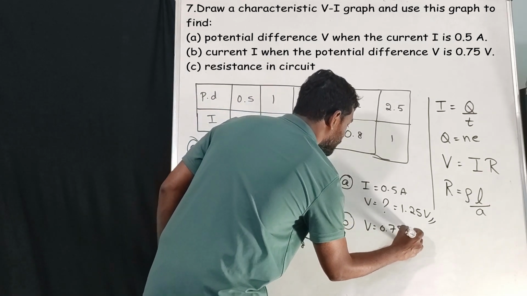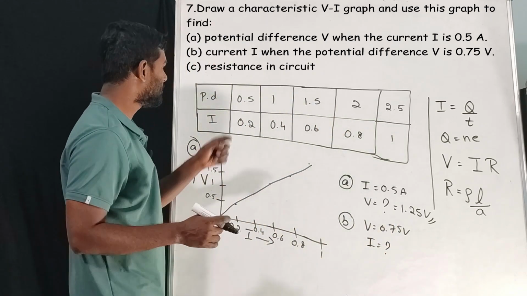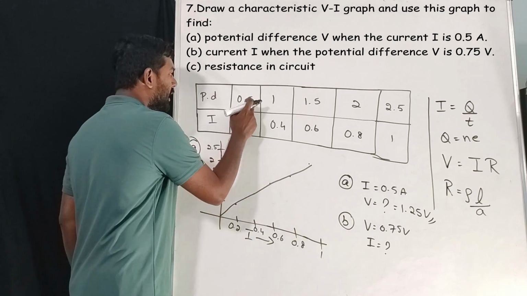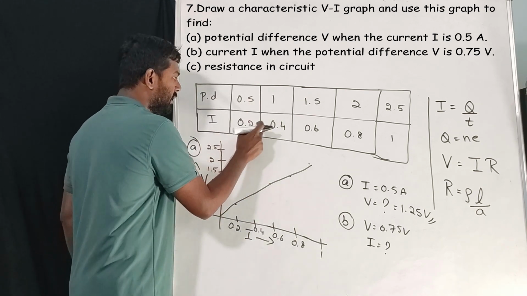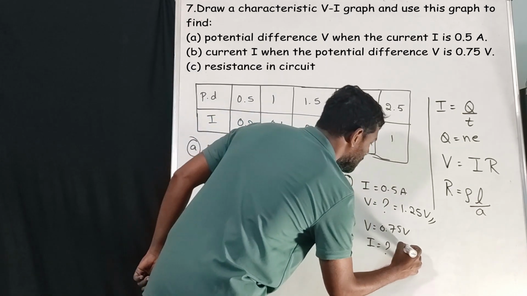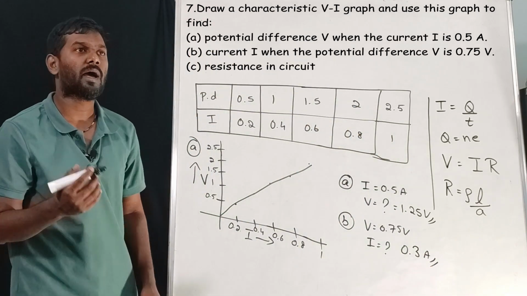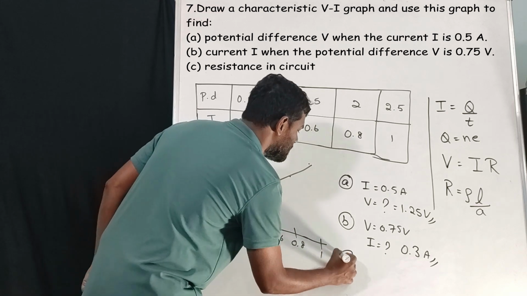In the same way, second sub question: current I when the potential difference is 0.75. When it is 0.75 volts, we need to find the value of current. Where is 0.75? The 0.75 potential difference, that is voltage, lies between 0.5 and 1, exactly at the center. Take the center value of 0.2 and 0.4, that is nothing but 0.3 amperes. That's it. Now the third sub question, resistance in the circuit.